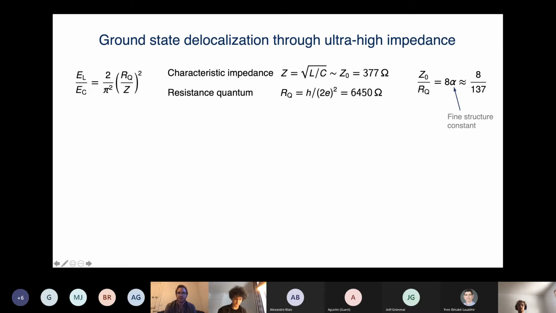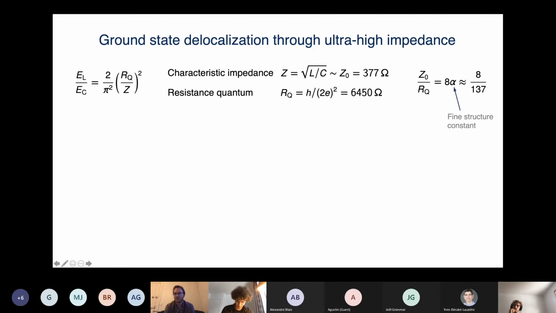And what happens when you try to make a large impedance circuit, in order to make this EL over EC ratio small, especially when you're using geometric structures like geometric inductances and capacitors, is you find that this impedance tends to be very nearly on the order of the vacuum impedance, which is about 400 ohms. On the other hand, the resistance quantum is about 6.5 kilo ohms, and this is quite a big difference. So basically, you are tempted to think that the only way to increase this characteristic impedance over the resistance quantum is to use a non-geometric structure like a kinetic inductance or something.